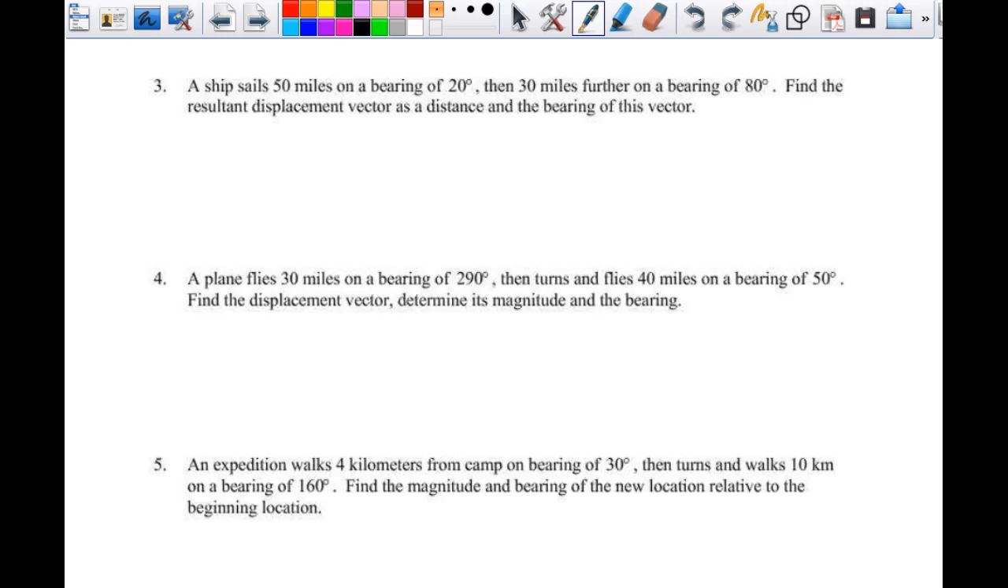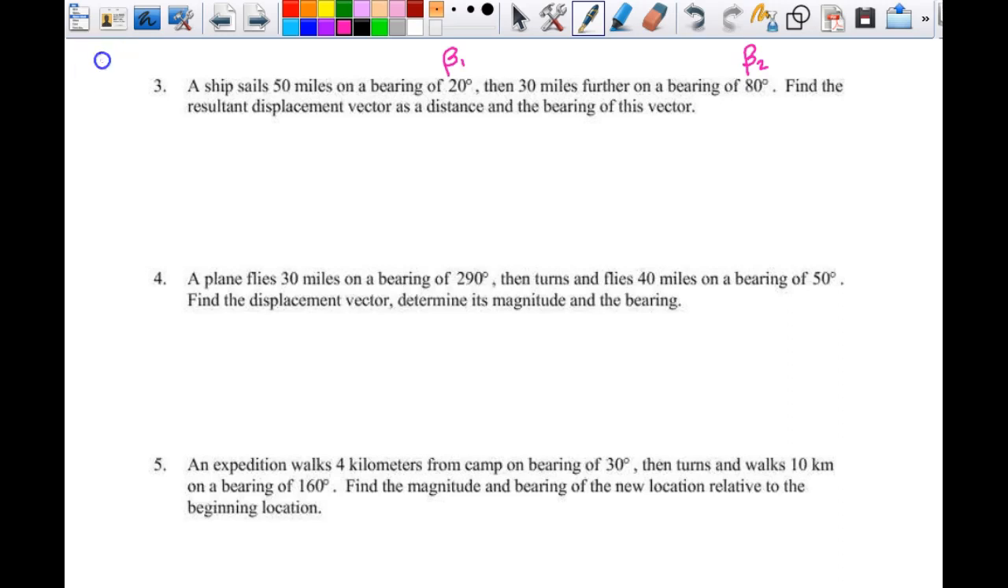No. Okay. This right here, see, the bearing is 20 degrees. So this is your beta, right? And then 30 miles further on a bearing of 80 degrees. So this is like beta 1 and beta 2. But I need theta in order to do my drawing and my calculations. So how do I find theta if I know the bearing? How are those related? We talked about it in map time yesterday. Or just think about it.